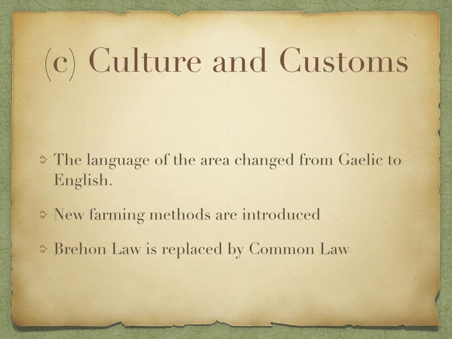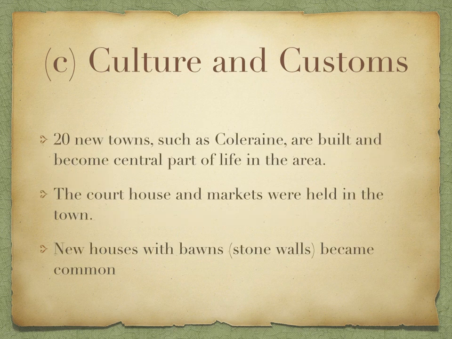The last thing we'll be looking at is the culture and customs. The language of the area changed from Gaelic to English. That's one of the main things: the language of business, the language of trade, the language of innovation changed from Gaelic to English. New farming methods were introduced that we would have looked at in the Middle Ages videos. Brehon law, the law that had been in Ireland for 1,000 years, is replaced by common law, which was the English system of law.